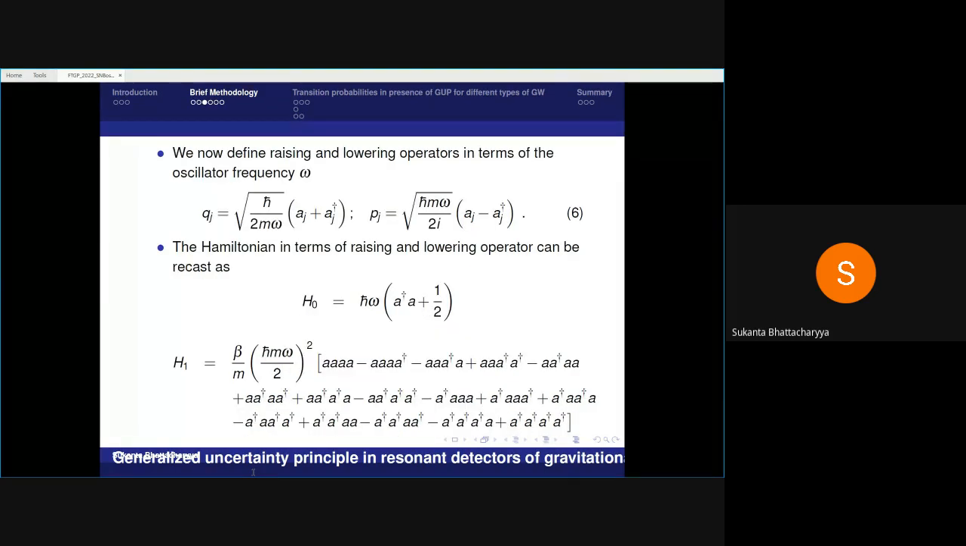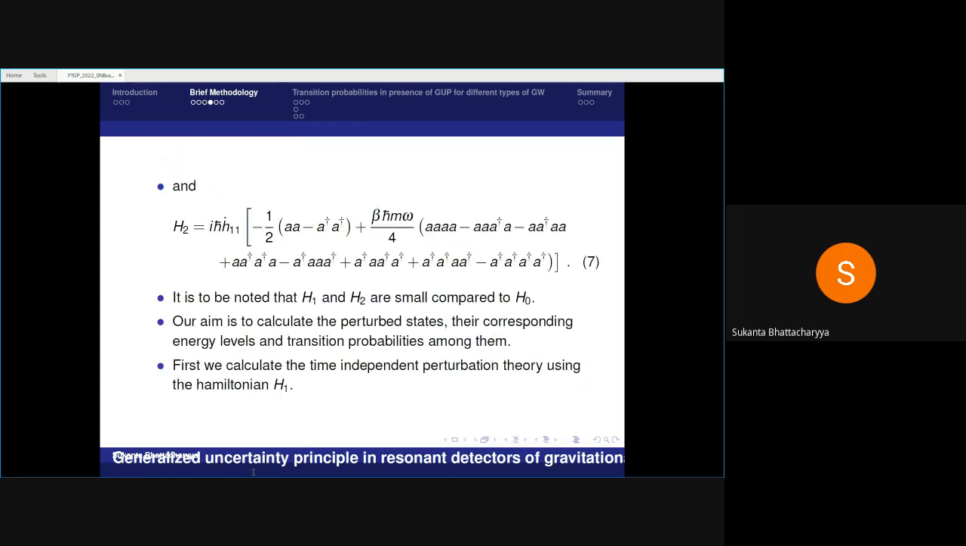To proceed further, we now define raising and lowering operators in terms of the oscillator frequency omega, like Q_j and P_j as given in equation 6. Hence, the Hamiltonian in terms of the raising and lowering operators can be recast as H0, H1, and H2, like this, equation number 7. It is to be noted that H1 and H2 are small compared to H0. Therefore, we can treat H1 and H2 as a perturbation.